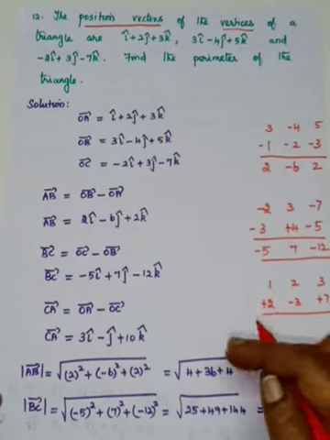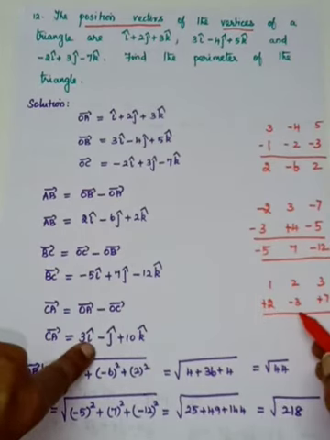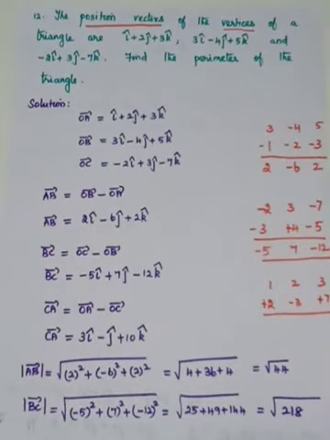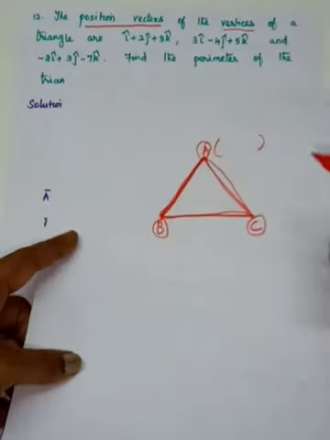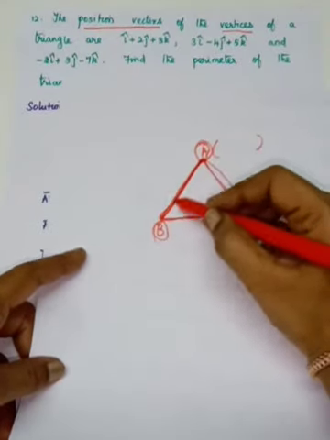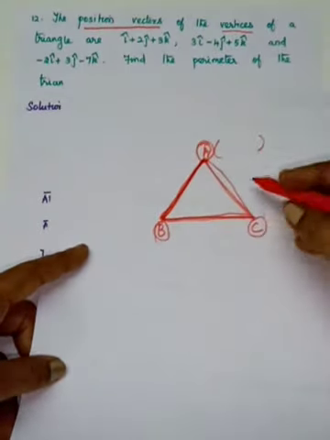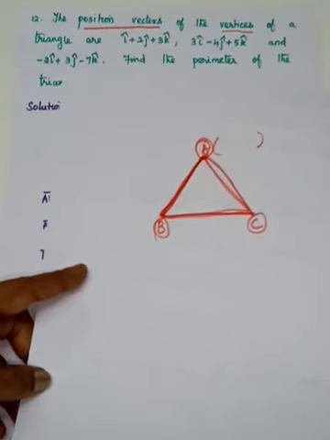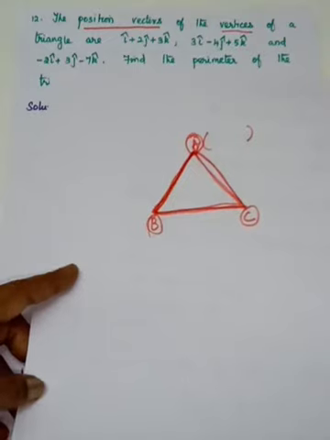What is 1 plus 2? That is 3 i cap. 2 minus 3 is minus j cap. 7 plus 3 is 10 k cap. So now what have you completed? You have the position vector of this point. You have found AB vector, BC vector and CA vector. You have completed the sides. You have found the sides.